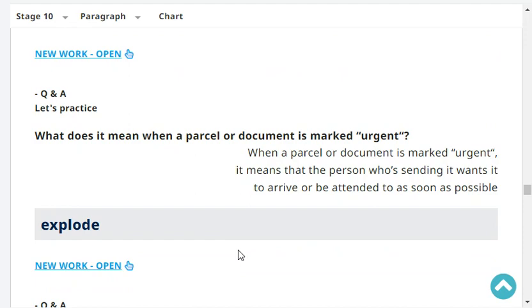Okay, very good. Next. What does it mean when a parcel or document is marked urgent?